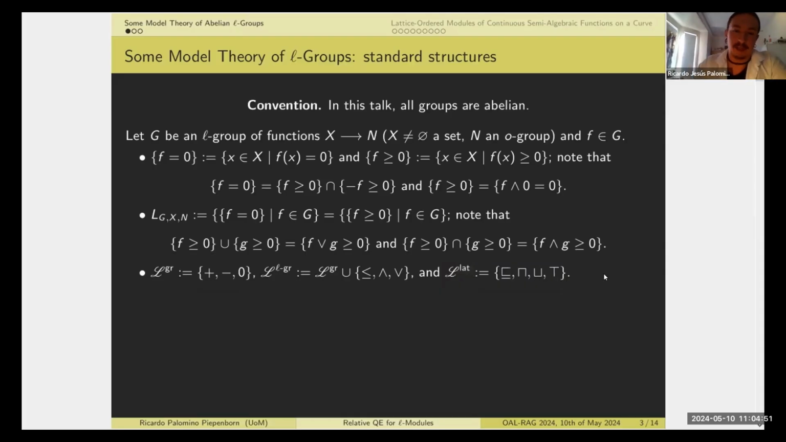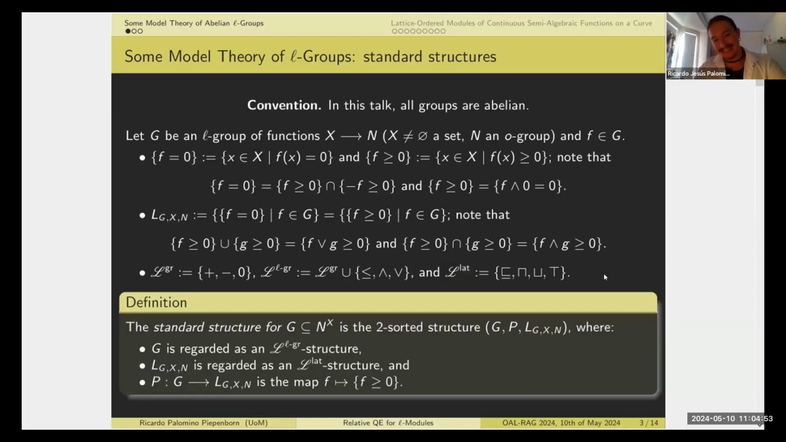So the main definition in this slide is that of a standard structure. So what is the idea here? I start with an L-group of functions G.